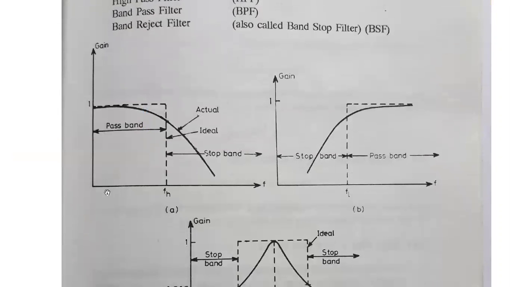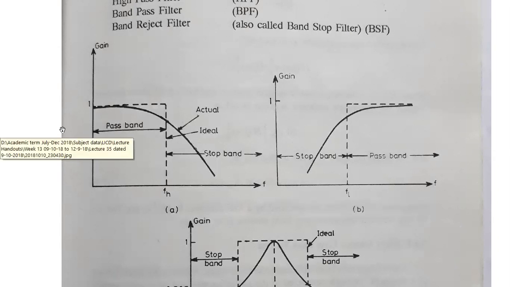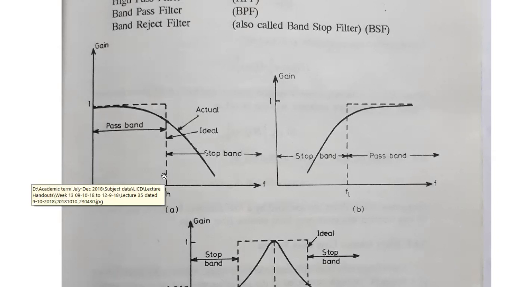The characteristics in point A show the gain versus frequency, basically a frequency response. Concentrate on the dotted line. Frequencies below fh will be passed, and the frequencies above fh will be attenuated. The actual response will look like this: it will be constant for the pass band, and slowly keep on attenuating after frequency fh.